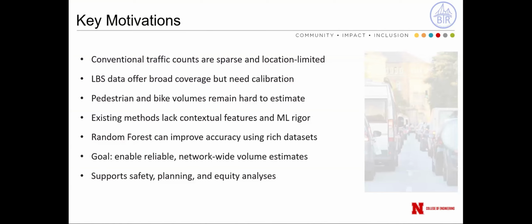So the motivation for our study stems from limitations in traditional and emerging data sources. Conventional traffic counts, which are typically collected by cities, are sparse and confined to major intersections. This means that we lack network-wide data, especially for pedestrians and bicycles. On the other hand, LBS data, like from StreetLight, provides much broader coverage but lacks precision. Additionally, many calibration methods don't incorporate context like land use or road characteristics and mostly rely on linear models.